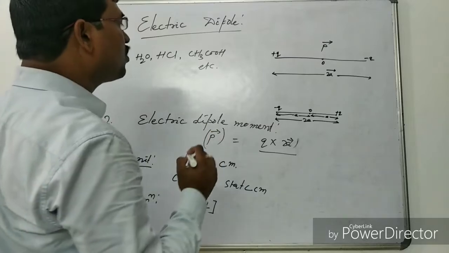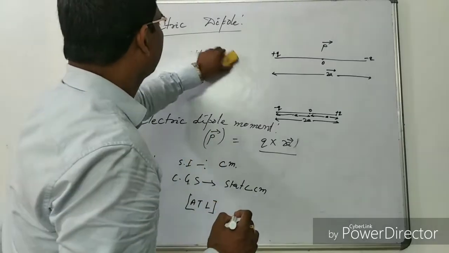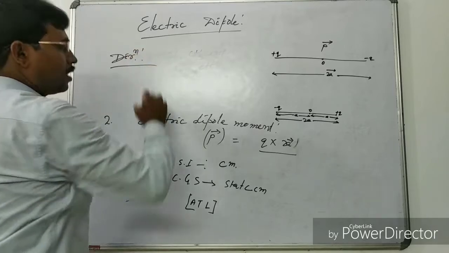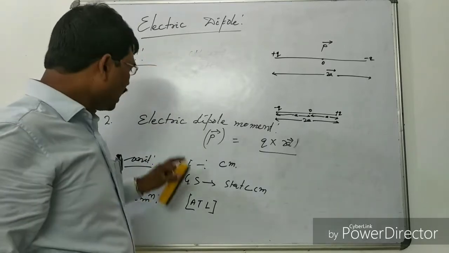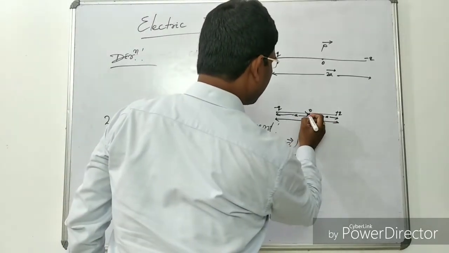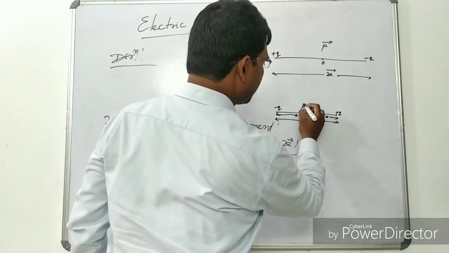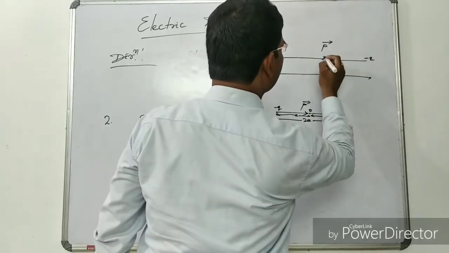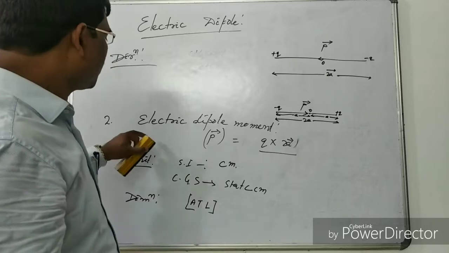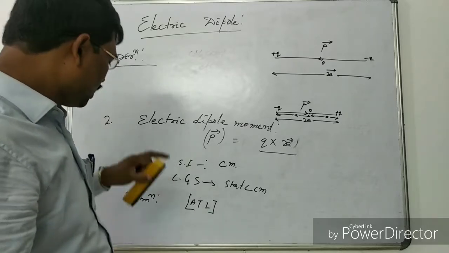But what about the direction? The direction of the dipole moment is along the dipole, from negative to positive. In this way it is negative to positive. So this is about the electric dipole moment.